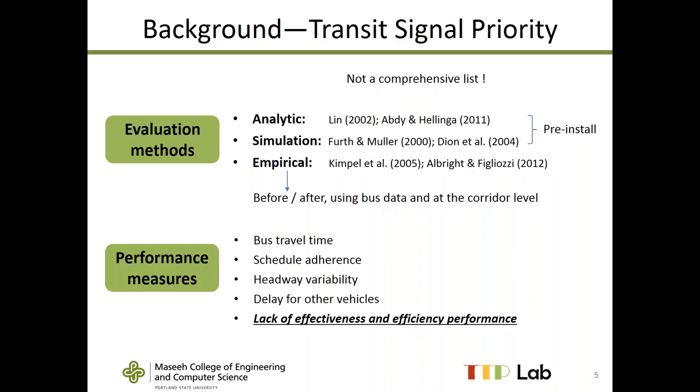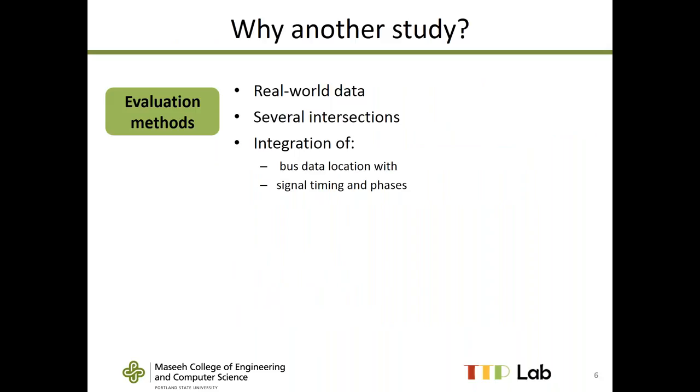So that was what was done in the past. Performance measures have typically focused mostly on bus travel time, schedule adherence, and headway variability, and there have been a few studies that look at delay for other vehicles. So when we did this work, we noticed there was a lack of effectiveness and efficiency measures, especially at the intersection level. So why did we do this study and what did we add to the existing literature?